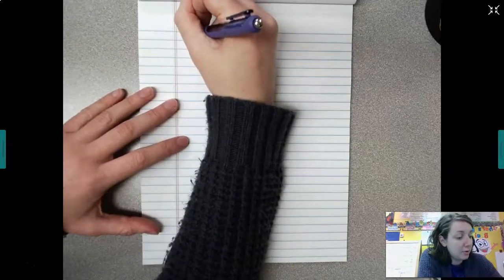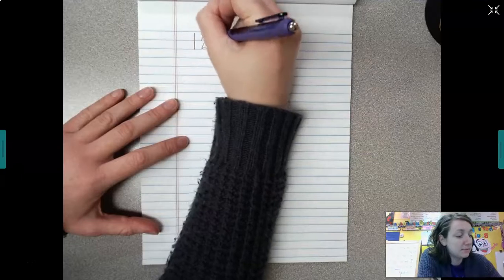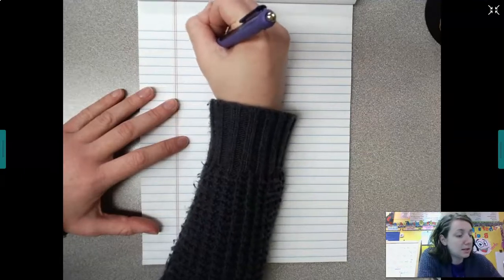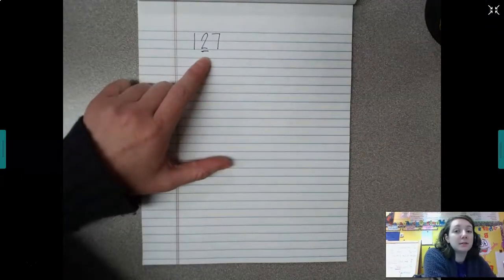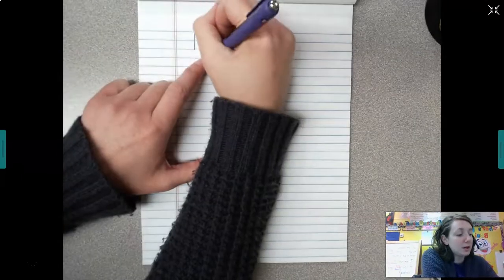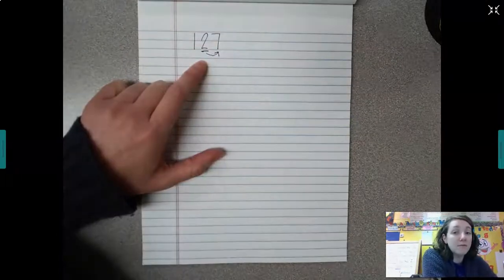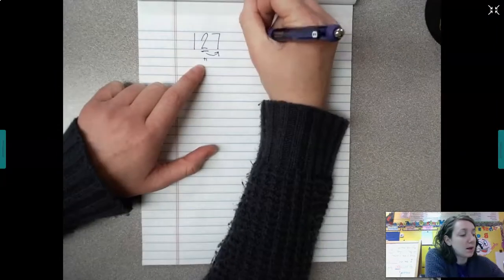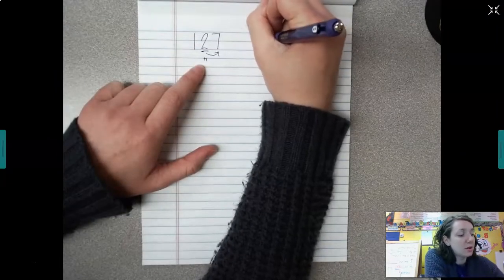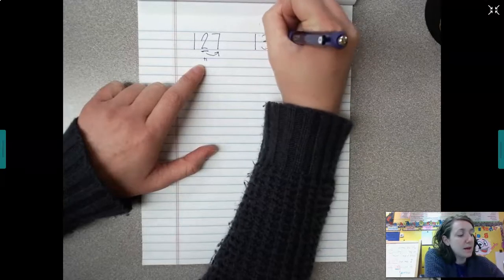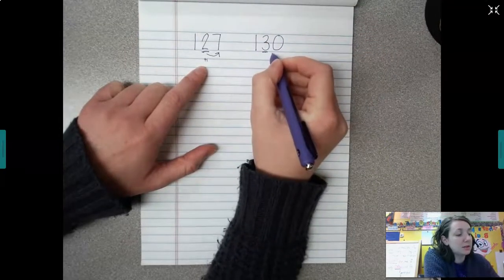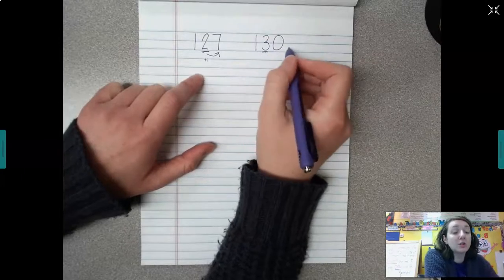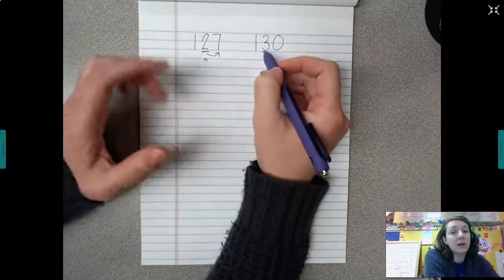Let's say I have the number 127, and I'm trying to round it to the tens place. So I look at my tens. There's a 2. I look next door. It's more than 5, so I'm going to add 1 to this. So it's going to become 130, because anything after the number I marked turns to 0, excuse me, and everything before it stays the same.